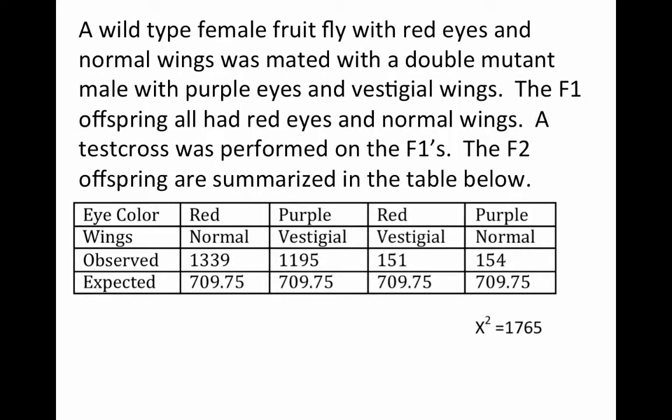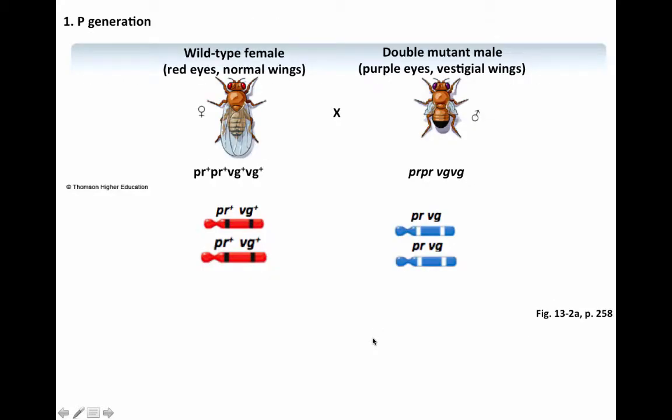And so something else is obviously going on. If you look, the red vestigial and the purple normal are not like either of the parents. In other words, we have red eyes, which is a wild type trait, and vestigial wings, which is a mutant trait. And so we've mixed those traits. And so here's what's going on.